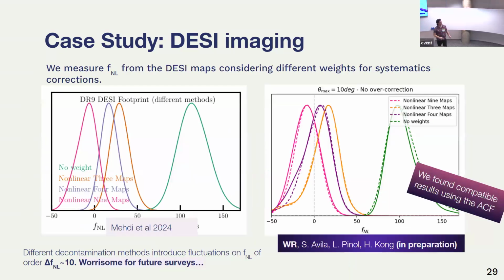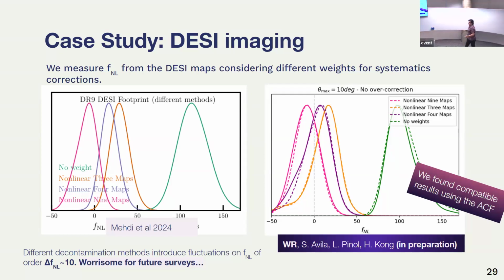So here you can see, as Nick also pointed out, the photometric DESI part is kind of messy. Here you can see the constraints from Mehdi's paper using different decontamination of number maps. In green, you can see why the decontamination systematic is important for FNL, because if you don't decontaminate your galaxy sample, then you have a value for FNL of around 100 or something.